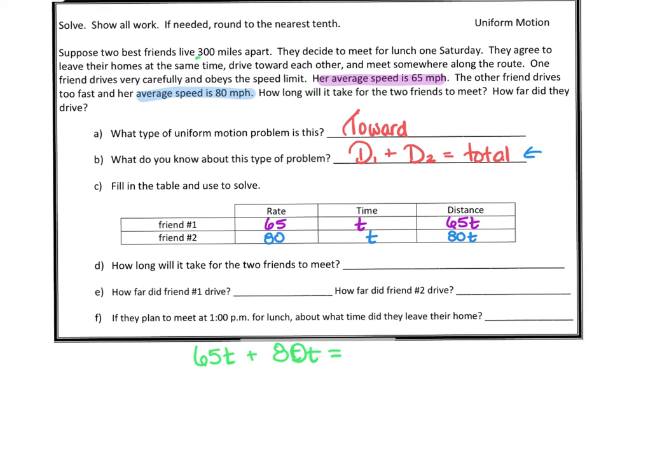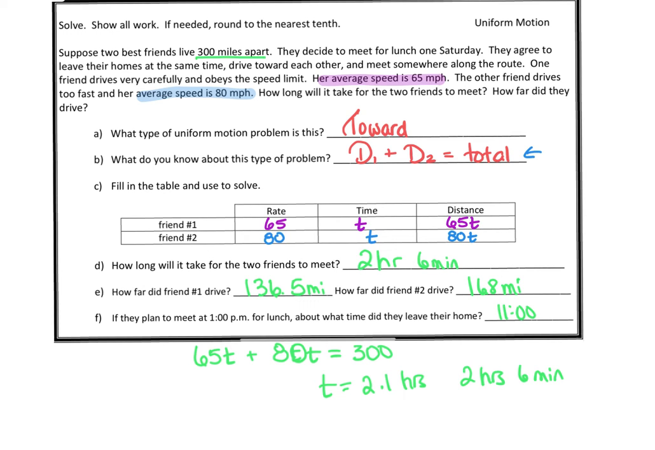How far apart were they? 300. All right. You should have gotten, by the way, their time. Their time is 2.1 hours, which is 2 hours and 6 minutes. You should have gotten that the first friend, when you multiply, drove 136.5 miles. The second one drove 168 miles. Approximately 11 o'clock, if you want to be exact, 10:54. But approximately 11 o'clock is when they would have left their house.